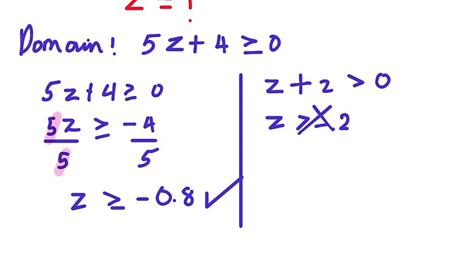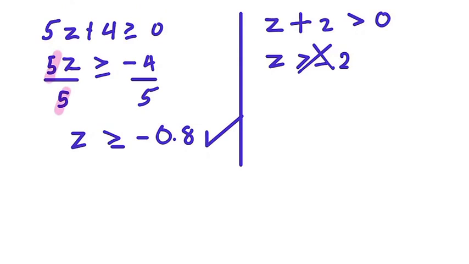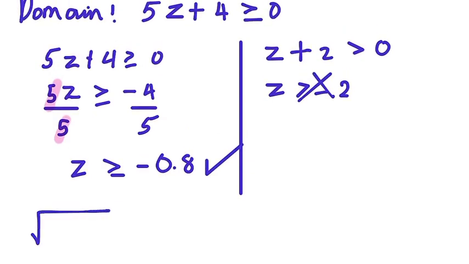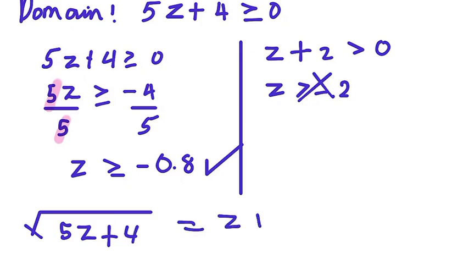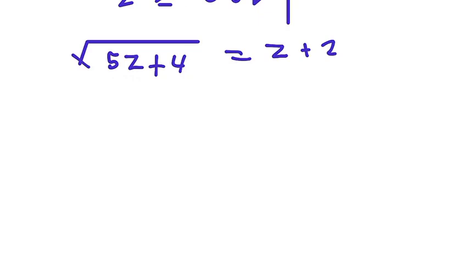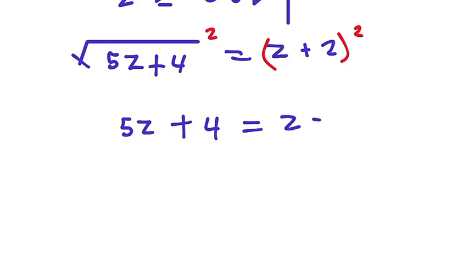So moving on, we can now solve our problem. Let's solve it from the beginning. We have the square root of 5z plus 4 equals z plus 2. So the next thing we're going to do is to square both sides of the equation. If I square it like this, the square cancels the square root, and we're going to have 5z plus 4 equals z plus 2 all squared.